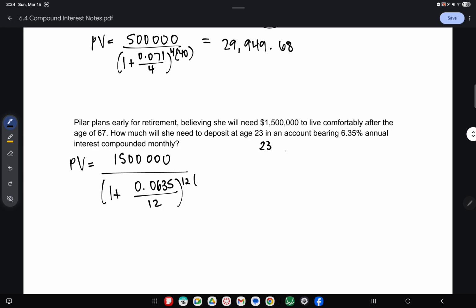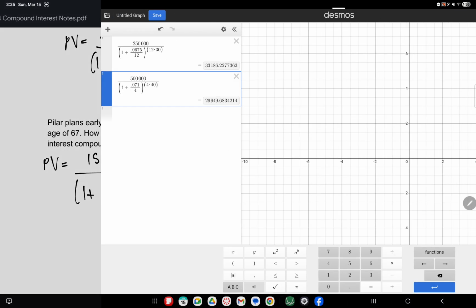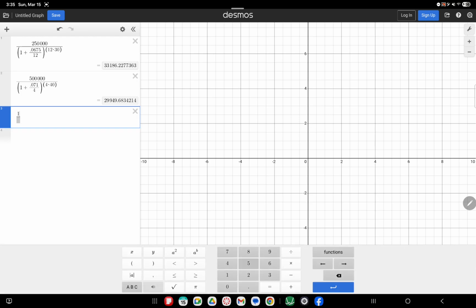We just need to know how many years will have passed. So if we're going to put in at age 23, and then we're going to retire and take it out at 67, what is that? 44 years. Right? I'm just going to go change all those numbers. Or I'll just do a new line. Oh, let me make sure I have all the zeros. 1,500,000. 1, 2, 3. There we go. And then over 1 plus 0.0635 monthly for 44 years.